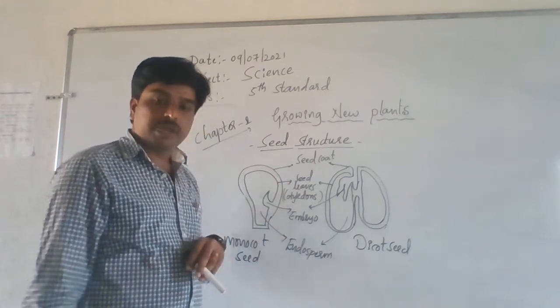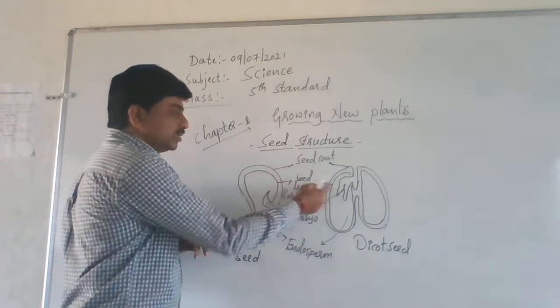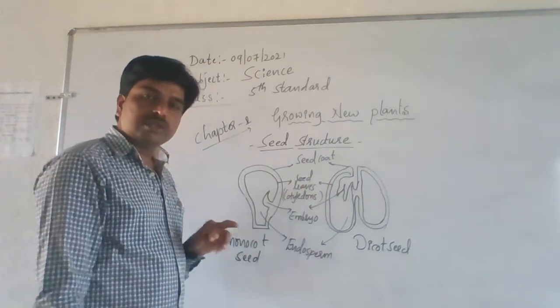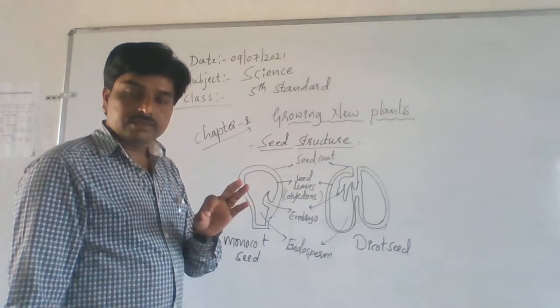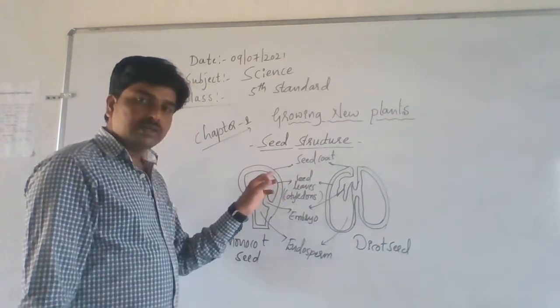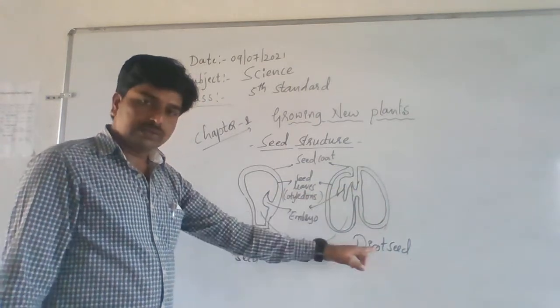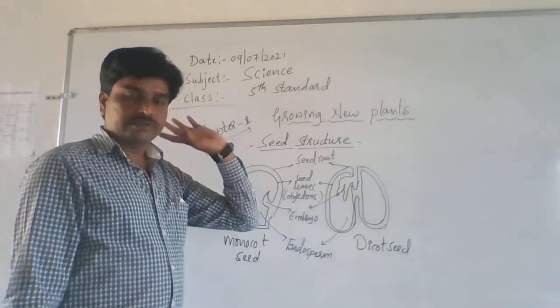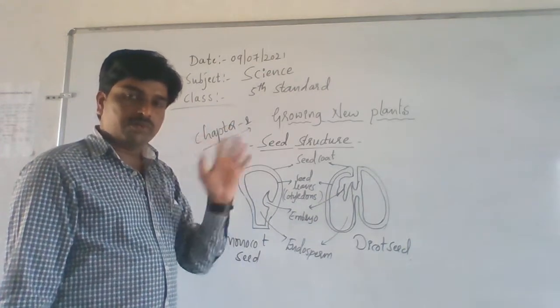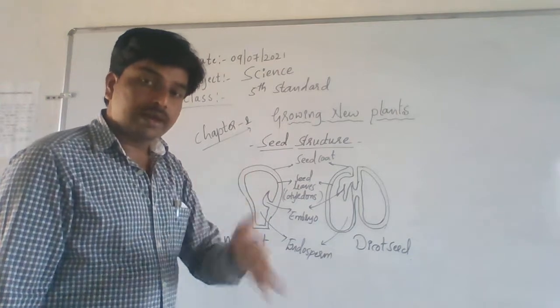Let's come to the second main part, seed leaves. These are called seed leaves, and they are also called cotyledons. If there is a single seed leaf, it is a monocot. If it has two seed leaves, it is called a dicot seed. Remember, don't get confused about that. Seed leaves are also called cotyledons.